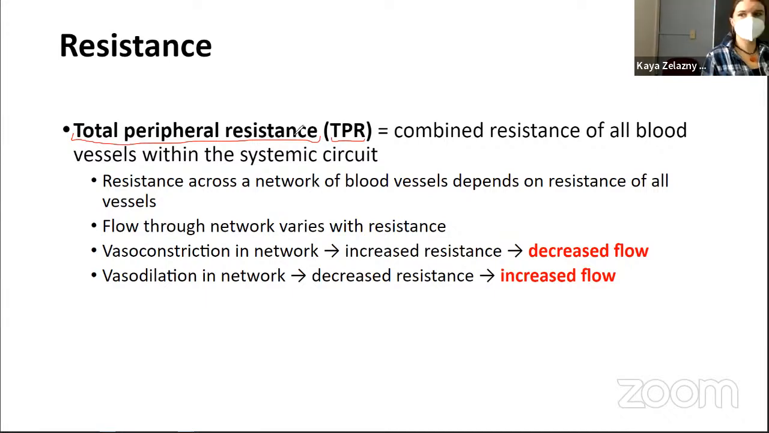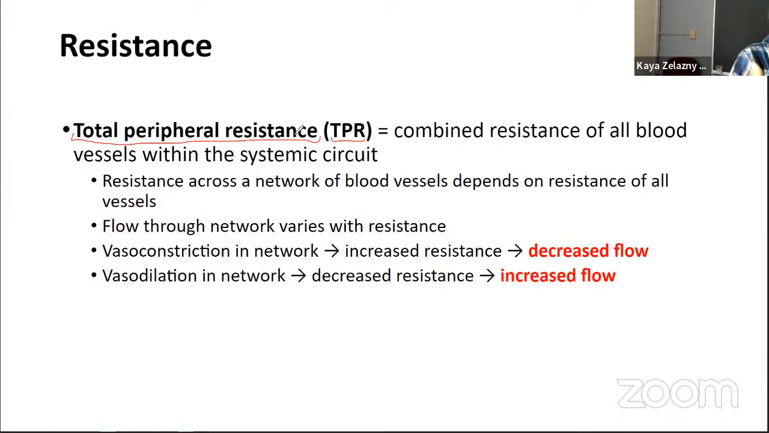So the total peripheral resistance is the resistance across a whole network of blood vessels. And it depends on the resistance of each of those individual vessels added up. The flow through the network, just like the flow through a single tube, is going to vary with the resistance of that network. So often we'll talk about vasoconstriction not as affecting one single arteriole, but as affecting a network generally. But it works the same way as those individual relationships did.